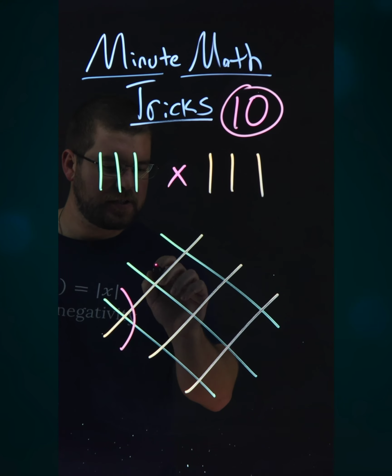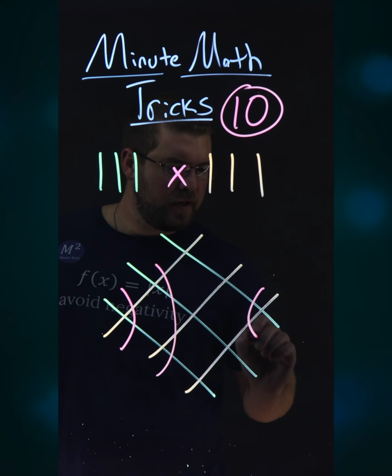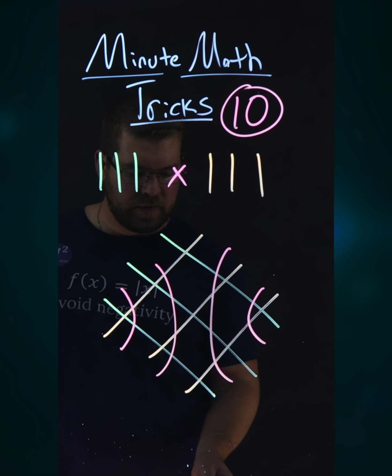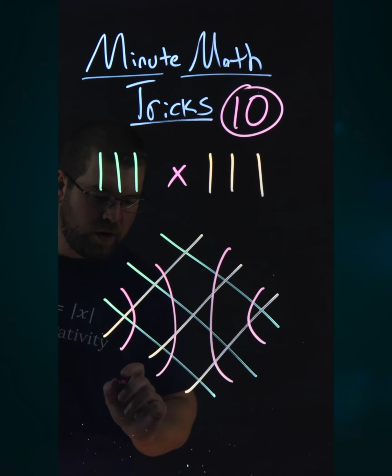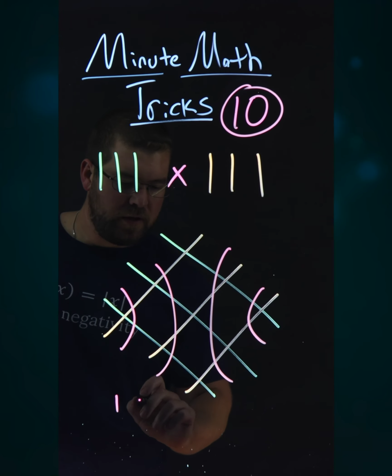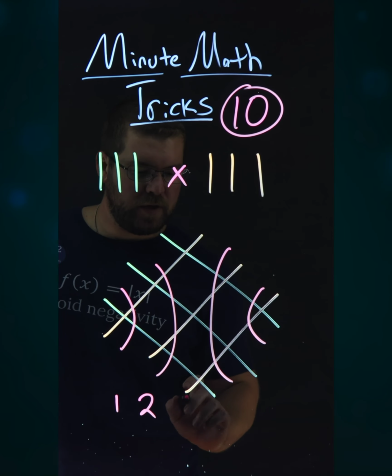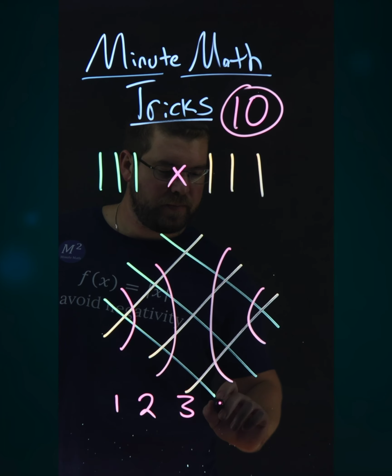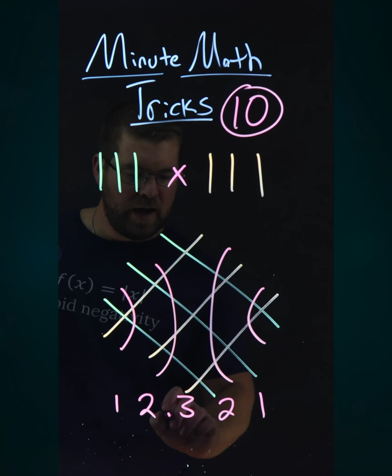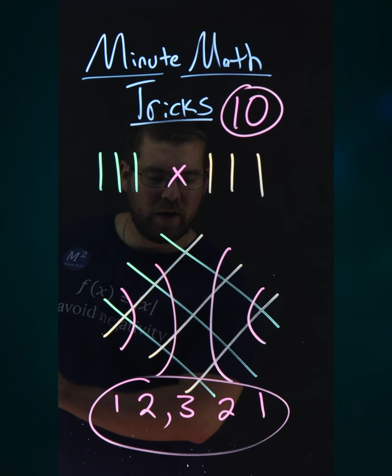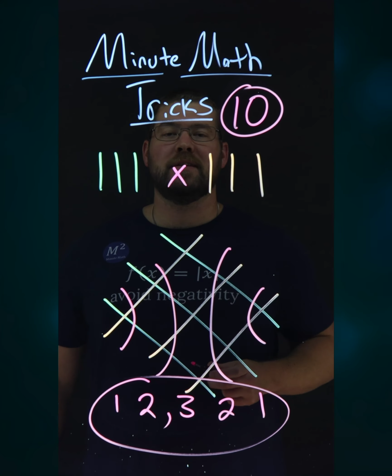Here's a pair of intersections, here's a pair of intersections, and here's another one. Let's count the intersections. 1 right here, 2 goes right here. How many intersections? 1, 2, 3 right there. 2 right here, and we have a 1 right there. And so 12,321 is the answer to 111 times 111.